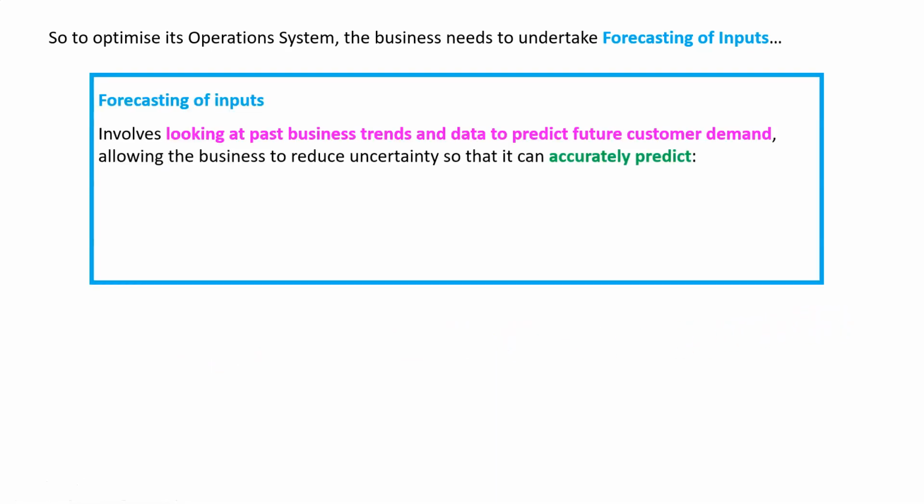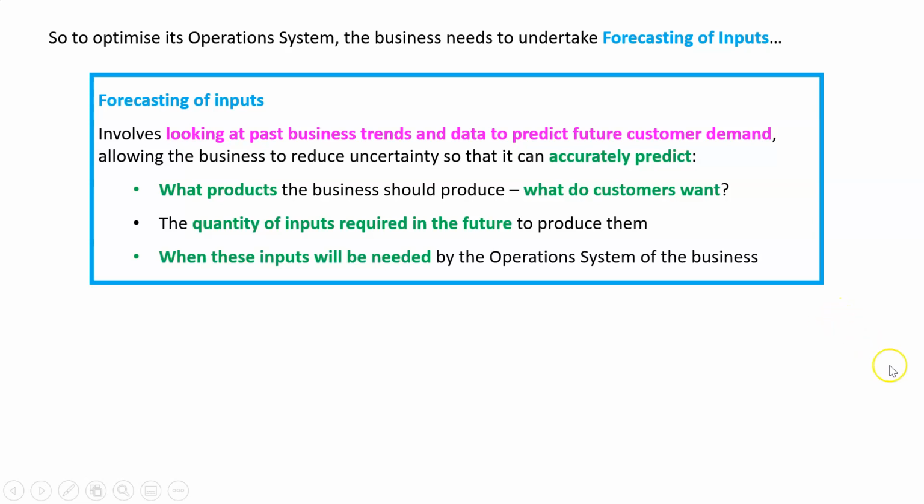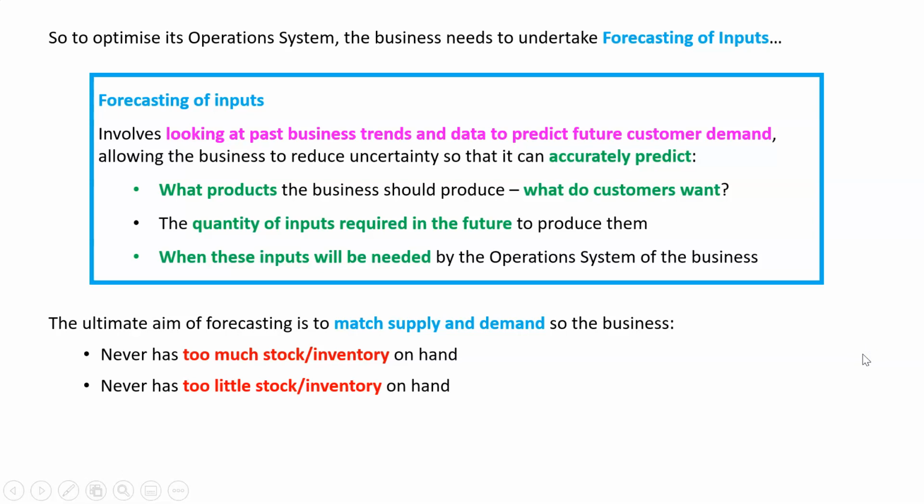That is looking at past business trends and data to try and predict future customer demand, allowing the business to reduce uncertainty so they can accurately predict what products the business should produce, so what customers want, the quantity required in the future, and when they will be required by the operation system of the business. Ultimately, the aim of forecasting is to match the supply of all those materials with the demand from customers, and we're trying to make sure that we never have too much or too little stock on hand, and that was what we looked at in the previous video, saying both of those are just as bad as each other.